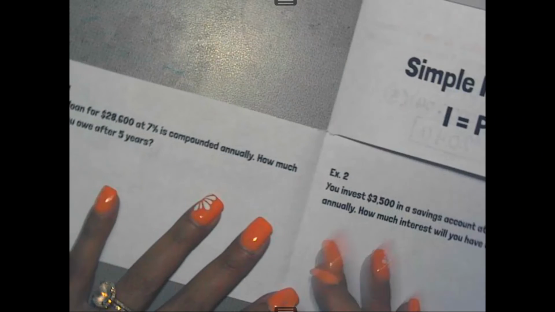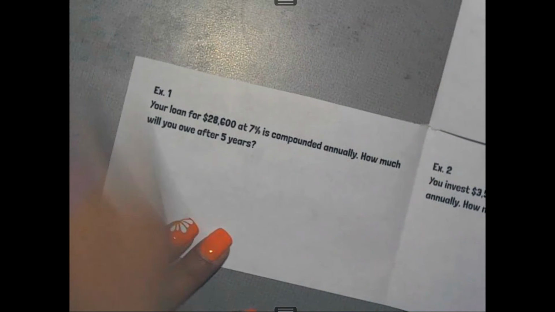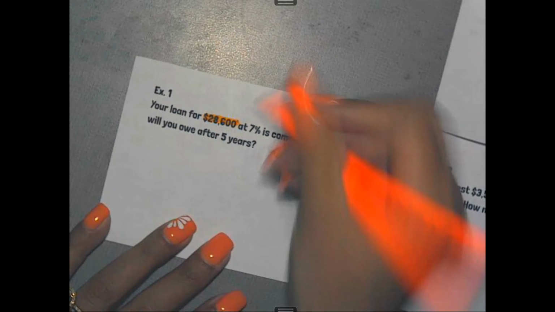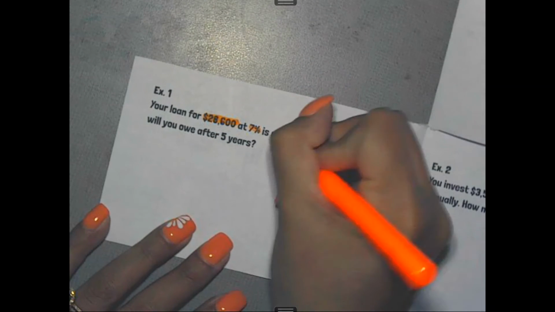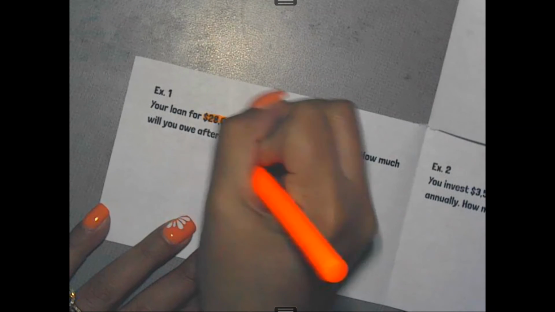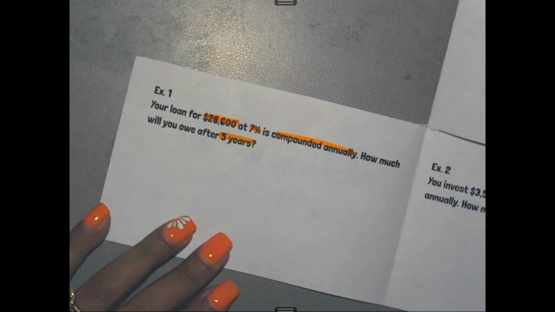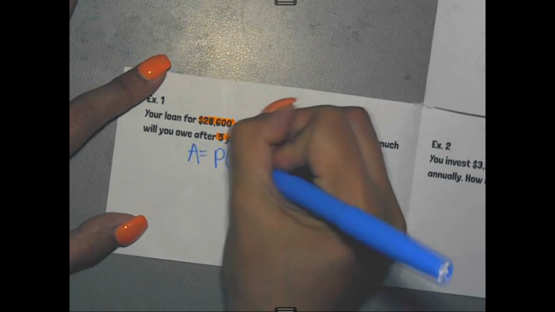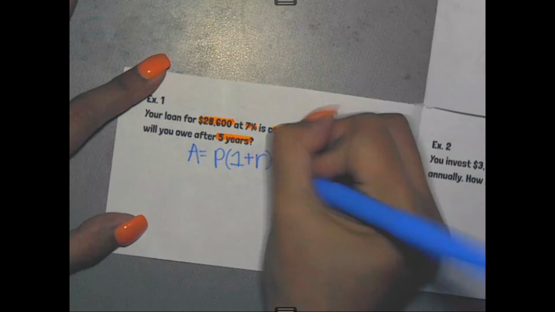So example number 1. Your loan is for $28,600 at 7% compounded annually. How much will you owe after 5 years? Okay. So it says compounded annually. That's what tells me to use A equals P times 1 plus R to the T power.